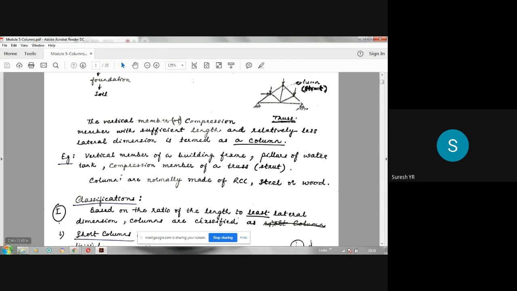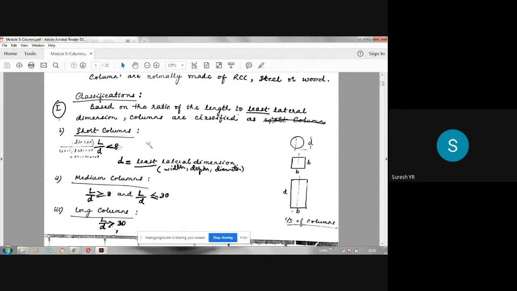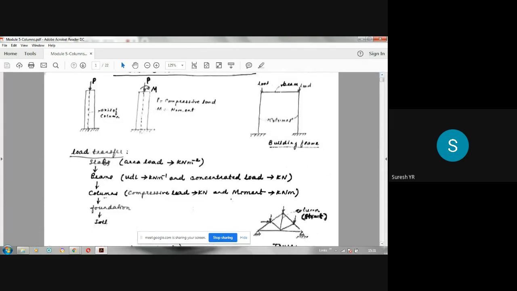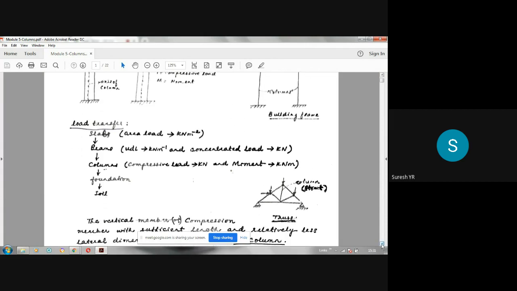So, classification. Classification is based on the ratio of length to least lateral dimension. So, length to least lateral dimension. Length is the length of the column, divided by the least lateral dimension. If you take the cross section, if it is a circular or a square or a rectangular column, then its dimension is your lateral dimension.